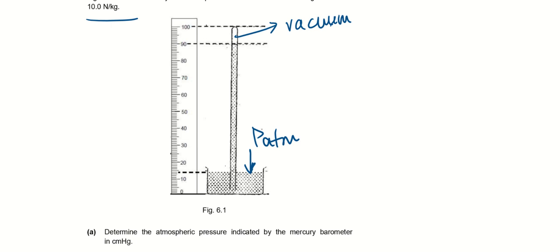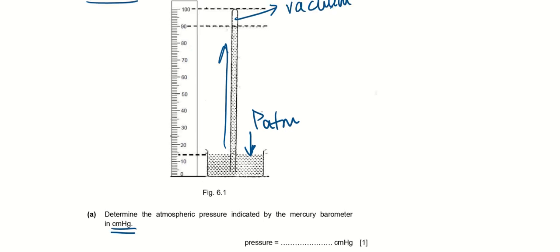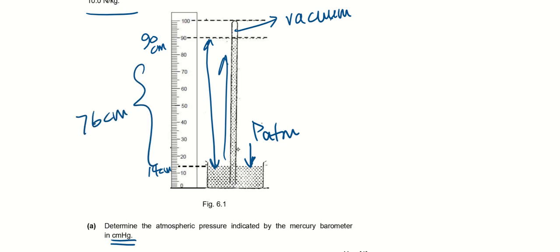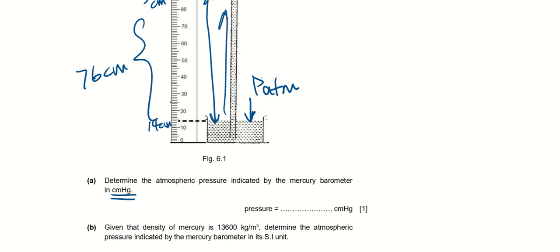This PATM will push the mercury level up to a certain level, based on the difference in pressure. Determine the atmospheric pressure indicated by the mercury barometer in cmHg. I will need this height, here ending at 90 cm, and here about 14 cm. So the difference in height is actually 76 cm. They want us to leave it in cmHg, so it will be 76 cmHg.